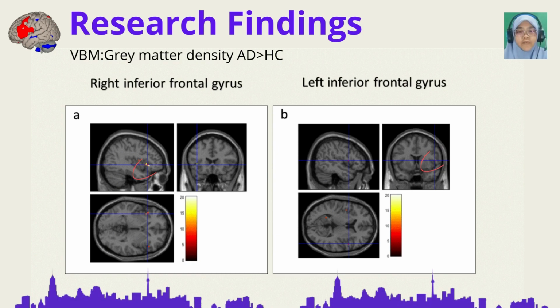This is the image from voxel-based morphometry, which shows gray matter density AD more than HC, where you can see the area. The activation area is the right inferior frontal gyrus and left inferior frontal gyrus.